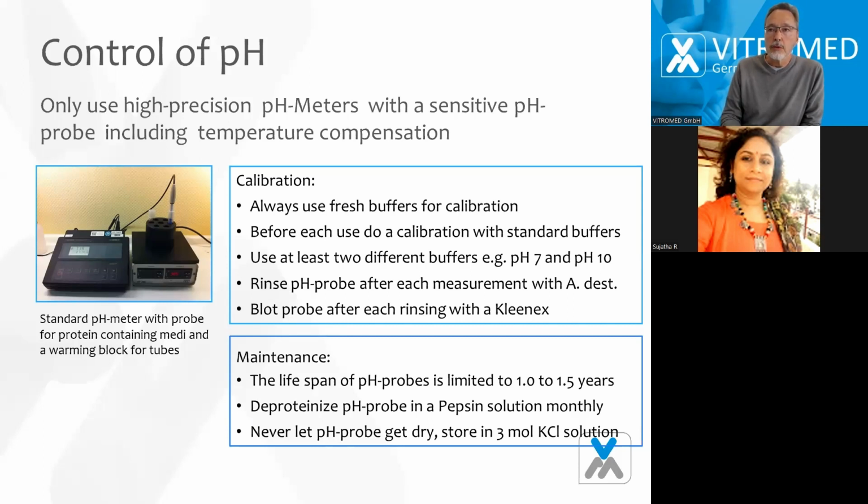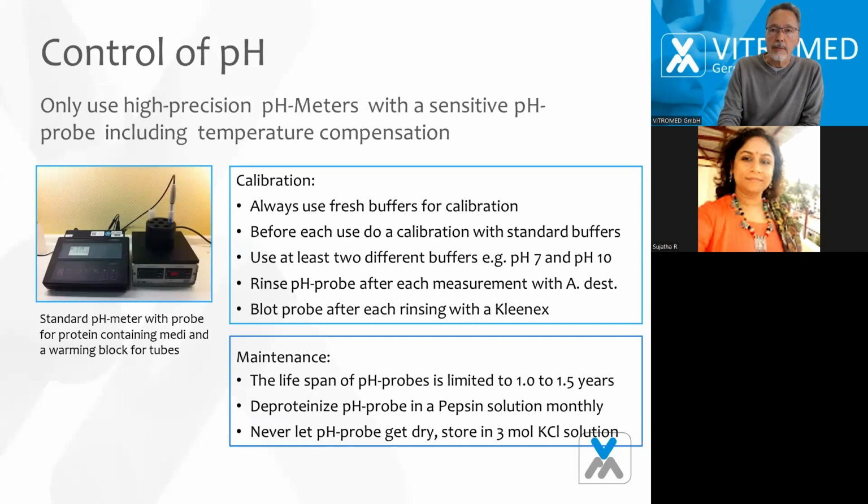Always, you need a lot of distilled water. Rinse the pH probes after each measurement to get rid of the sample you measured before, the residues. Blot the probe after each rinsing with a Kleenex, so you get into a new sample with a dry probe.